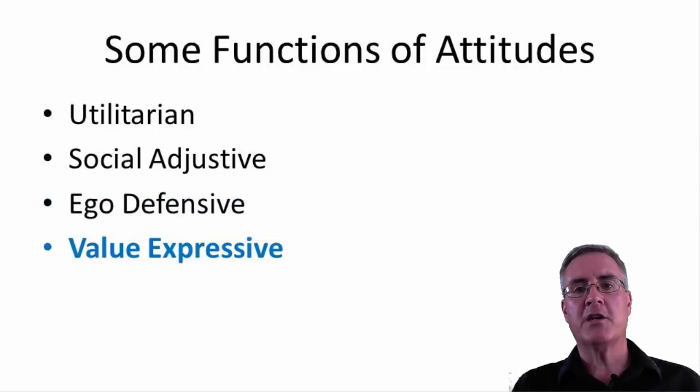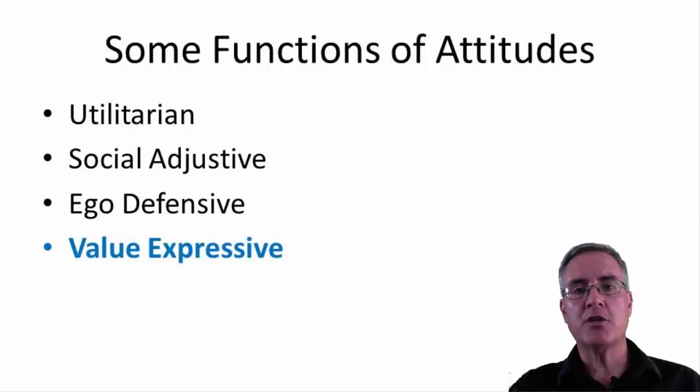The fourth and final function we will cover today is the value-expressive function of attitudes. These are attitudes that allow us to express our true self. Let's return to our vegan example one final time. Many vegans are so because they believe that eating meat is immoral because it is cruel to animals and contributes to global warming. Becoming a vegan for these people is a matter of living in accordance with their values.